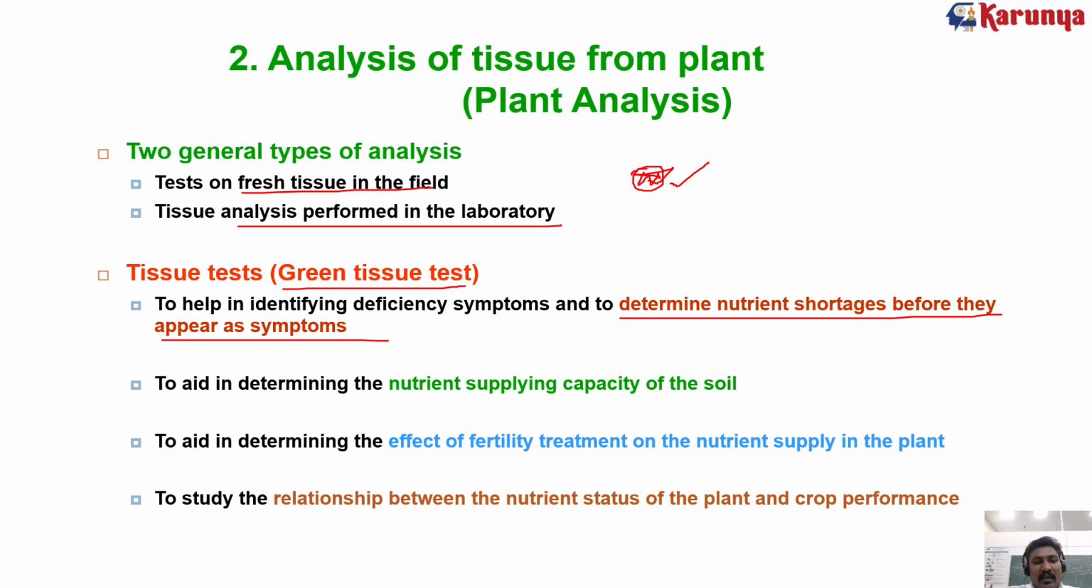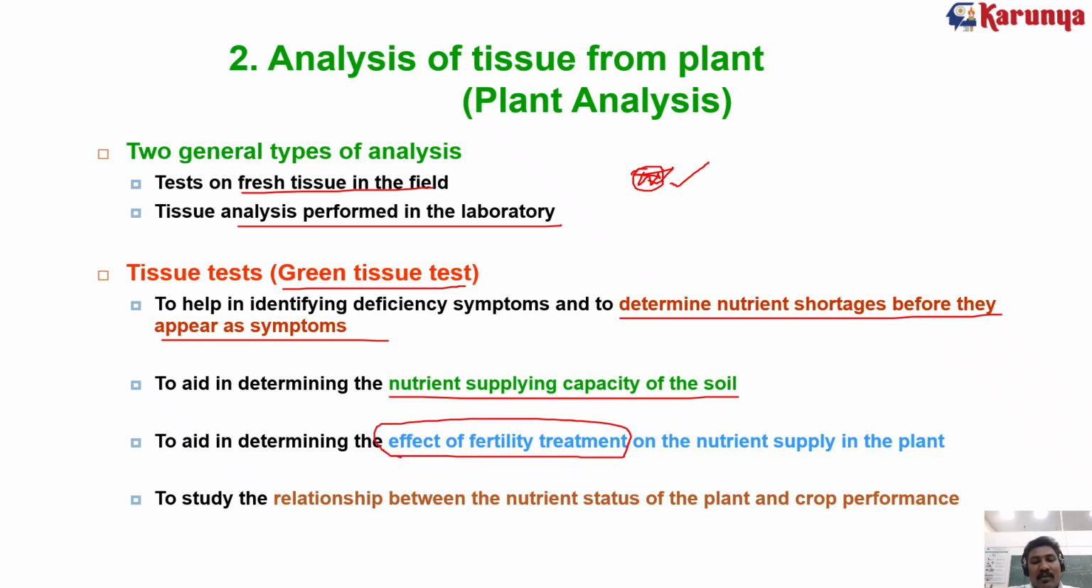So this aids in determining the nutrient supplying capacity of the soil. It is an indirect indicator of soil nutrient, whether the soil is supplying enough nutrient or not. This kind of conclusion you can make here. And the effect of fertility treatment on nutrient supply. So if you have done any fertility management, what is the effect?